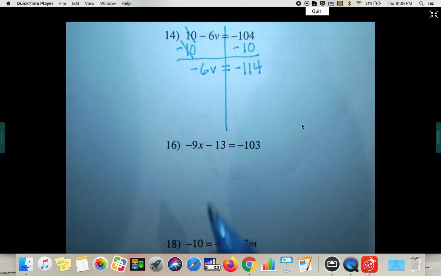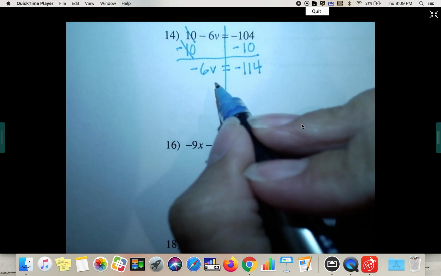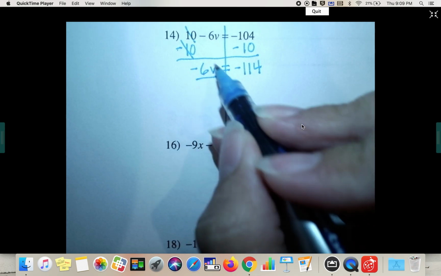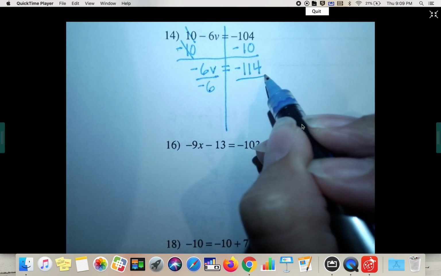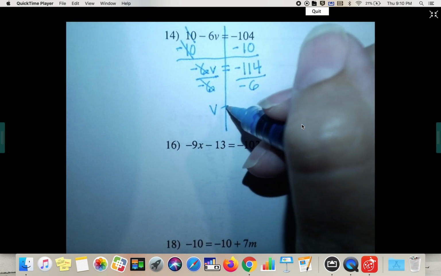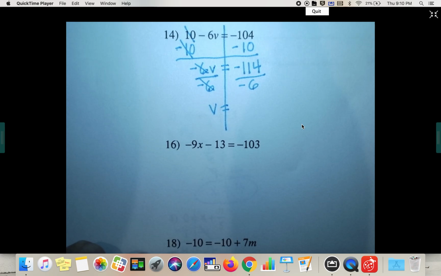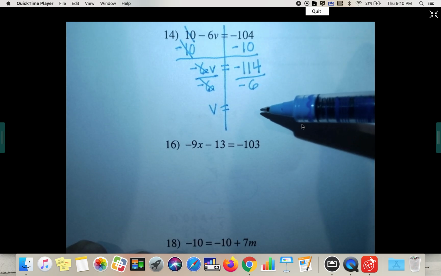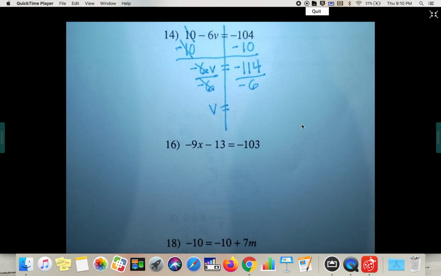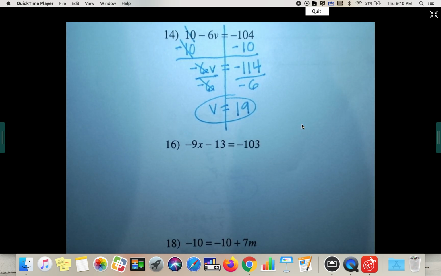All right, last step. Negative 6 is being squished together, being multiplied by v, so you are going to divide by exactly what's there, negative 6, on both sides. Cancel, cancel. I'm going to have to use my calculator on this one because I don't know what negative 114 divided by negative 6 is. Negative divided by negative is positive. And it is, I'm just going to cheat, 19. Didn't know that. Okay, now I do. All right, next one.